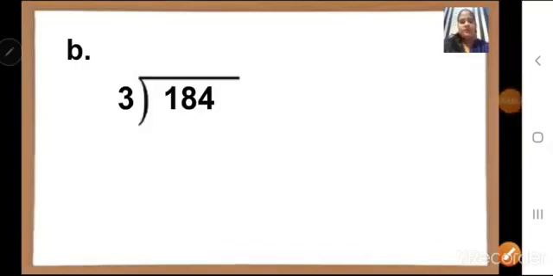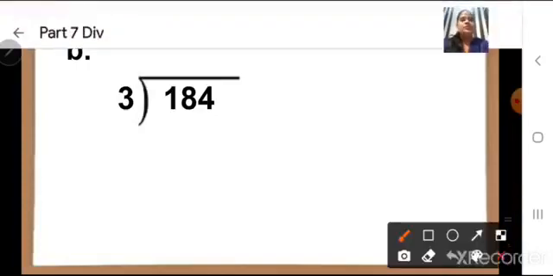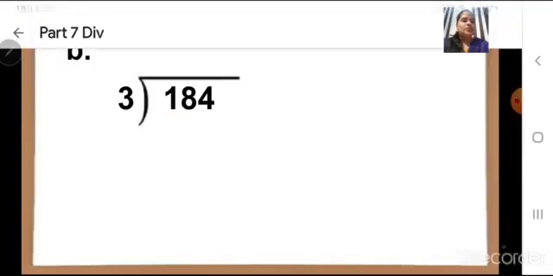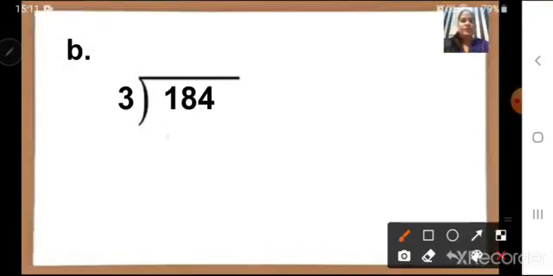Next one is B1. 184 divided by 3. Now here also the first number, which is 1, is smaller than 3. So we are going to take two numbers together, number 18. So let us say 3's table, whether we have number 18 or not. 3 1s are 3, 3 2s are 6, 3 3s are 9, 3 4s are 12, 3 5s are 15, 3 6s are 18. Yes, so we have got number 18. It is 3 6s are 18.